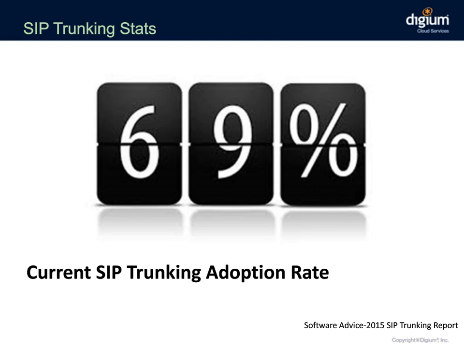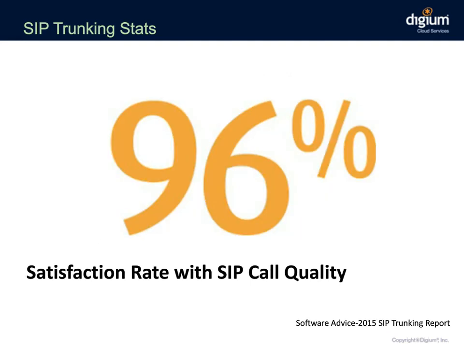So 69% of all businesses that were surveyed by them, and I think it was like 10,000 different businesses, use SIP trunking in some form or fashion, whether it was their primary connectivity, maybe it was their backup connection, but they used it in some way. That same report found that 96% of people were satisfied with the call quality in SIP trunking.